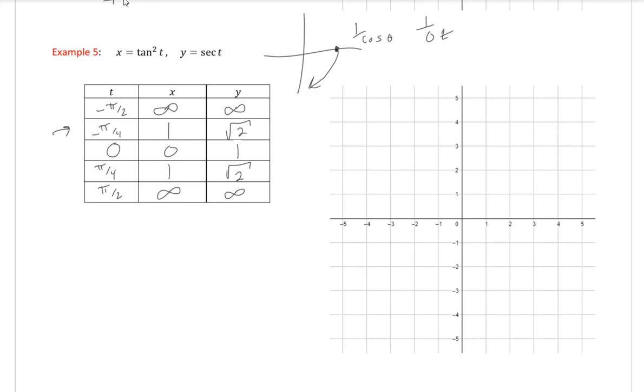So I have my points here. I see infinity, infinity, and I have the other points I should be able to plug in. So negative pi fourths is basically 3 divided by 4, more or less, so about 0.75-ish. For x, I have 1, and for y, I have root 2. Root 2 is more than 1, but less than 2, because that would be root 4. So 1 and root 2 would be right there-ish.